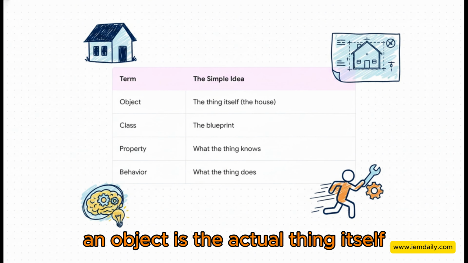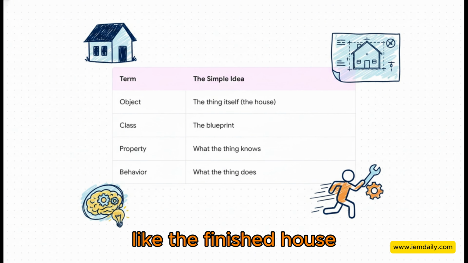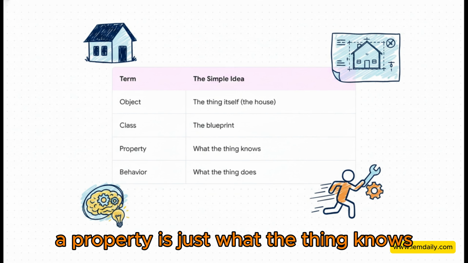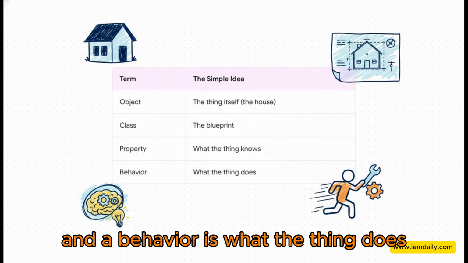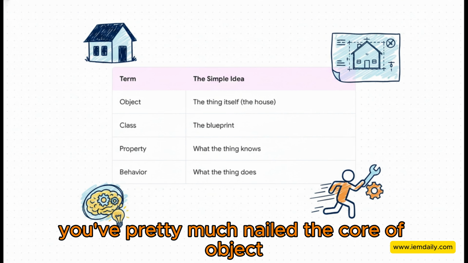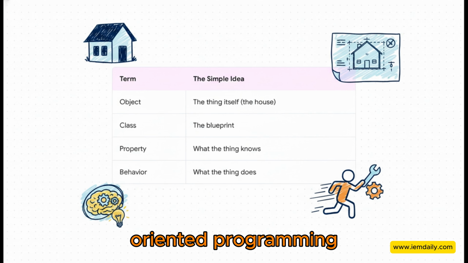All right, let's do a super quick recap. An object is the actual thing itself, like the finished house. The class is the blueprint you use to build it. A property is just what the thing knows, and a behavior is what the thing does. If you can just remember these simple ideas, you've pretty much nailed the core of object-oriented programming.